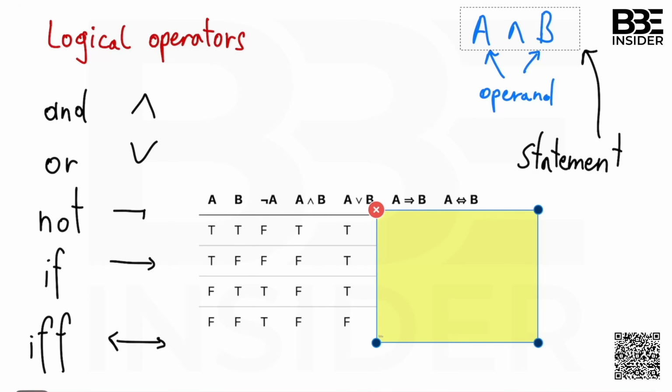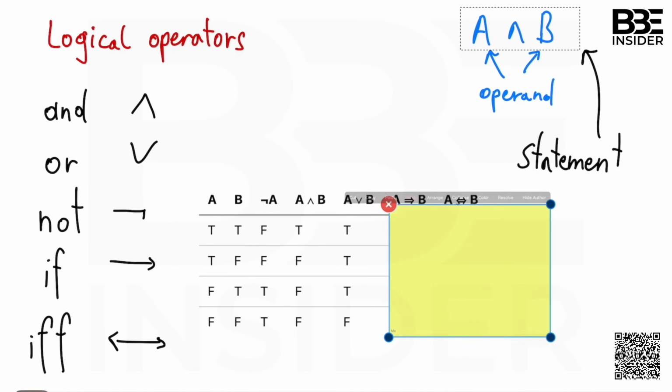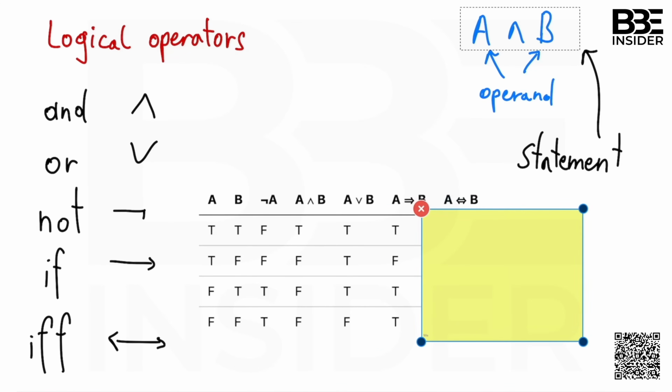Let's move on to the logical operator imply, or also called if. So, if A is true, it implies that B is true, meaning that if A is true, B must be true as well. Otherwise, this statement is wrong, as you can see in the second row.